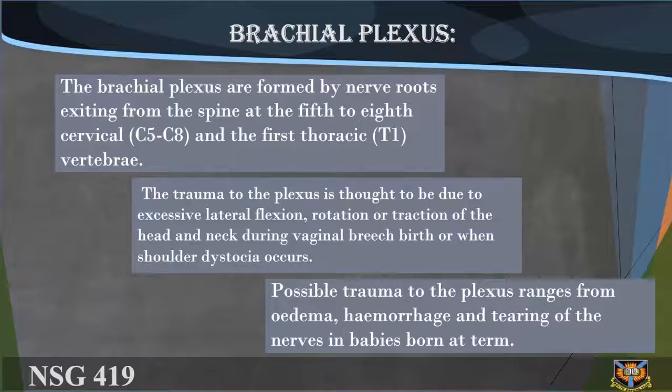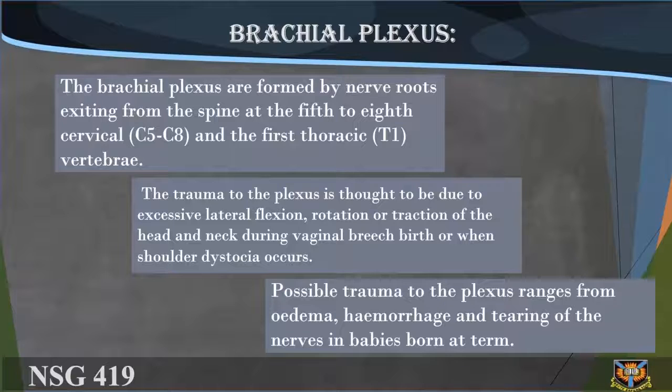Brachial plexus. The brachial plexus comprises a matrix of nerves located in the neck and shoulder that are formed by the nerve roots exiting from the spine at the 5th to 8th cervical, C5 to C8, and the 1st thoracic, T1, vertebrae. The trauma to the plexus is thought to be due to excessive lateral flexion, rotation or traction of the head and neck during vaginal breech birth, or when shoulder dystocia occurs.